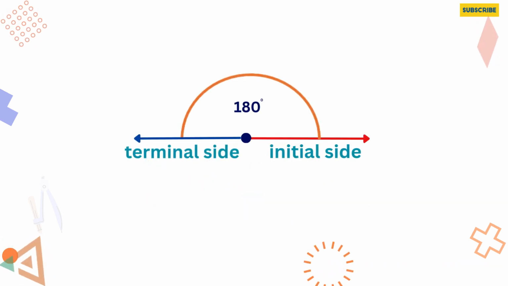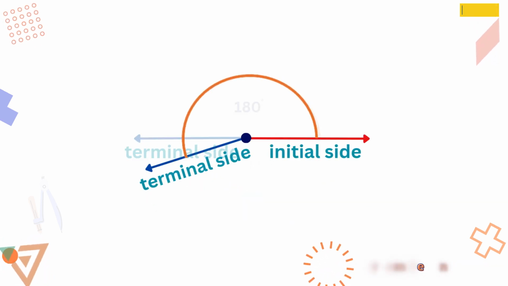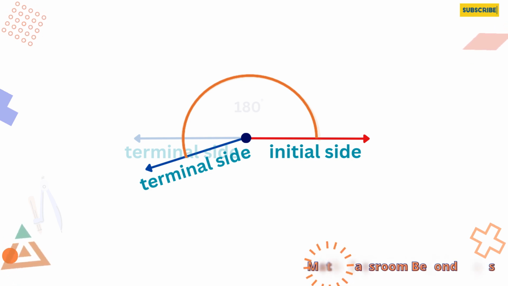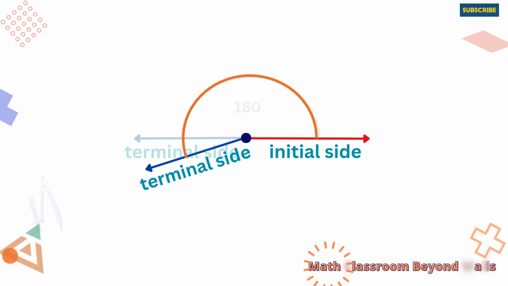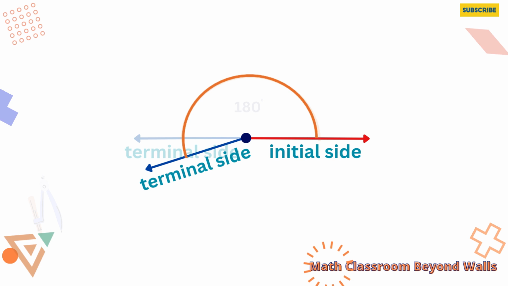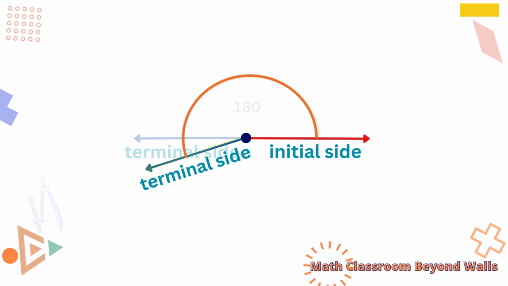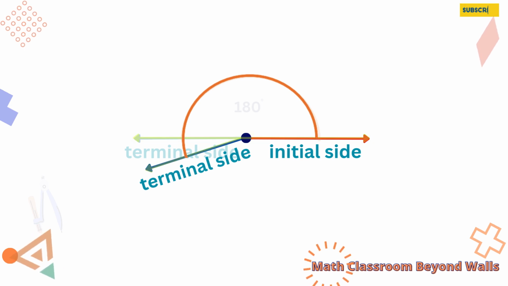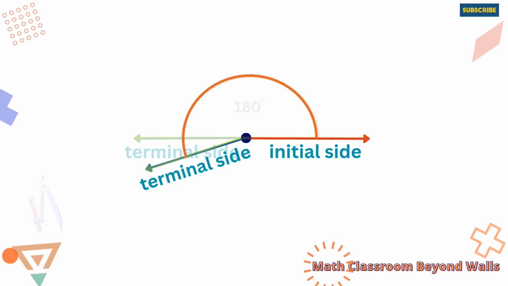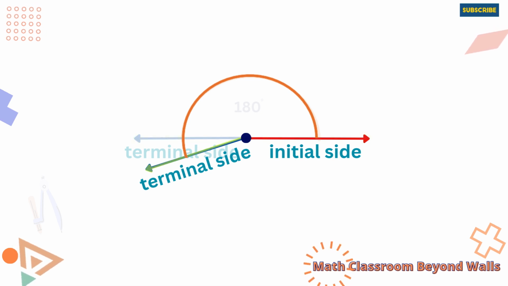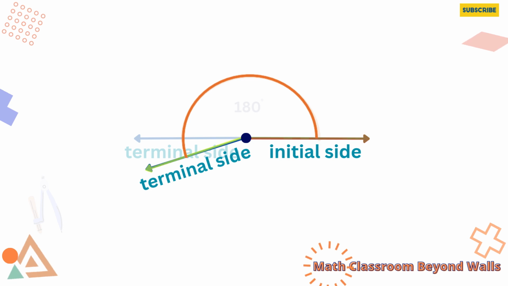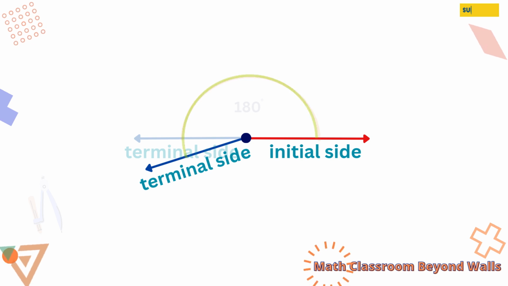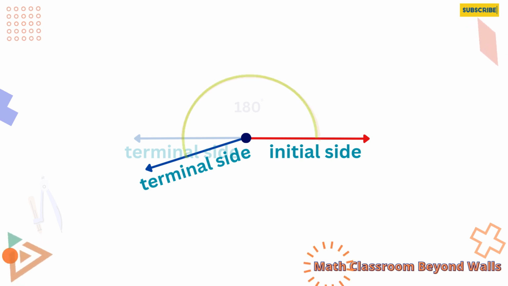Now, what about this? What do you think is the size of the new angle this time? Is it greater than 180 degrees or less than 180 degrees? Okay, so comparing the terminal side of the new angle to that of the straight line angle, the 180-degree angle, the terminal side of the new angle is now farther away from its initial side. So the angle measure is greater than 180 degrees. Did you get it, learners?